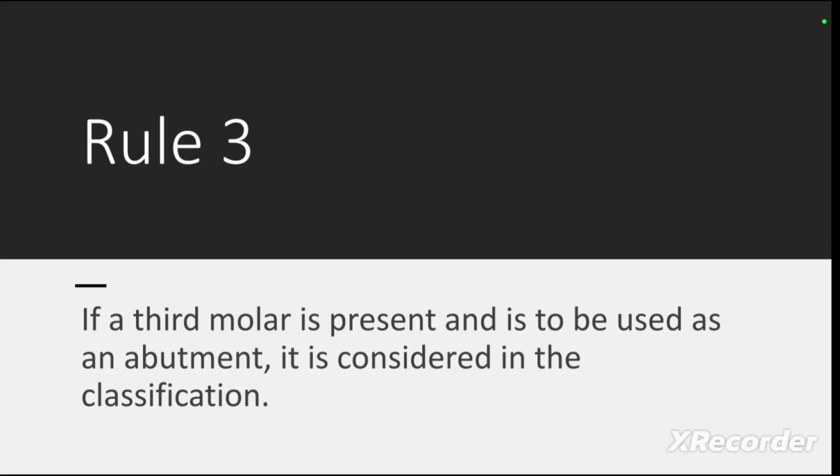Then coming to the third rule, if the third molar is present and is to be used as an abutment, then it is considered in the classification. I'll show you. Just consider this is the arch. My drawing is very bad. And this is the third molar. The first molar is present, the second molar is absent. We are planning to replace this second molar, and this third molar is strong. It can be used as an abutment. So we are planning to use it as an abutment. Then this should be considered in our classification. This is rule 3.